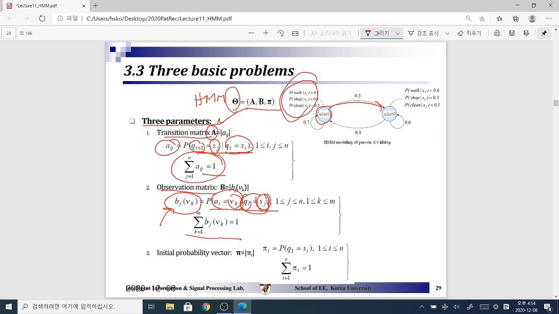And we also have the pi here, which is the initial probability vector. So this would be the initial probability or prior probability for each of the states. And of course, the sum should be equal to 1. So these are the three parameters representing an HMM model.